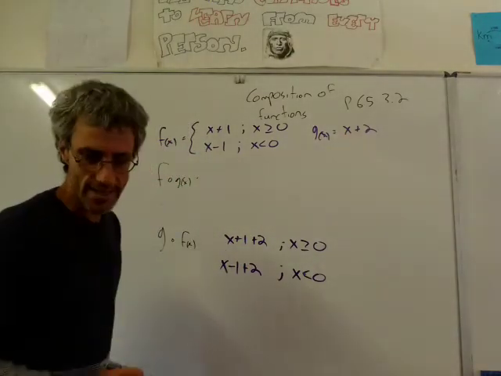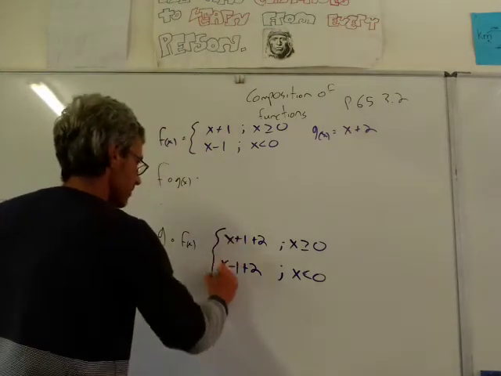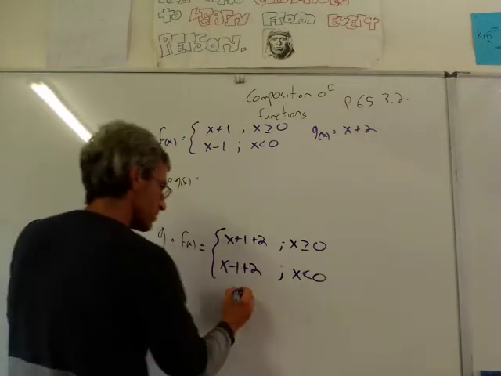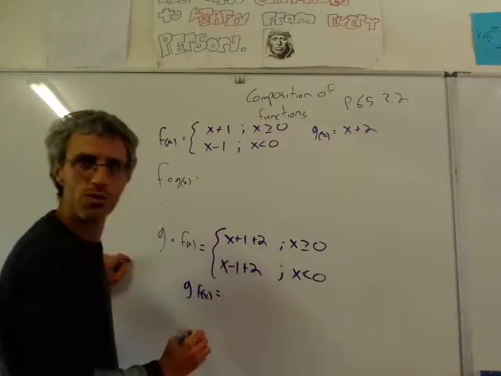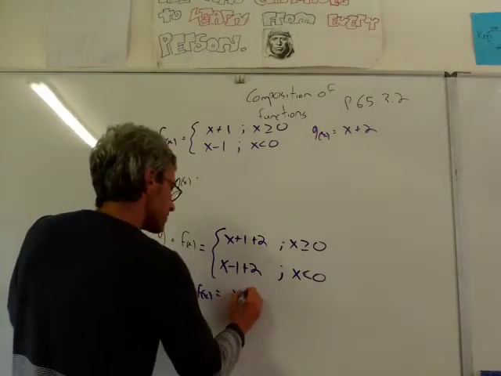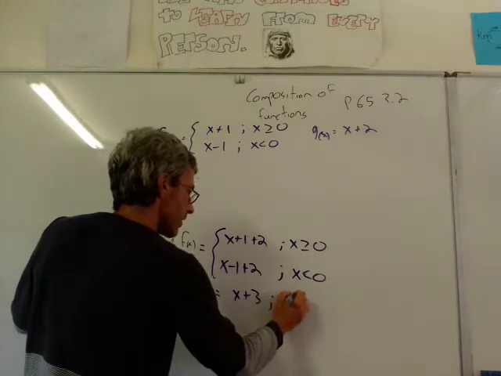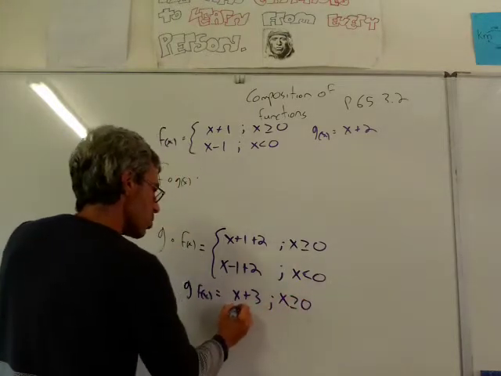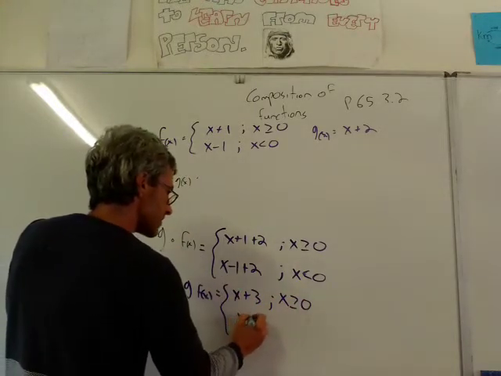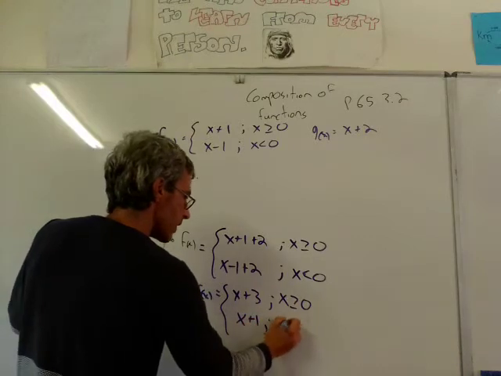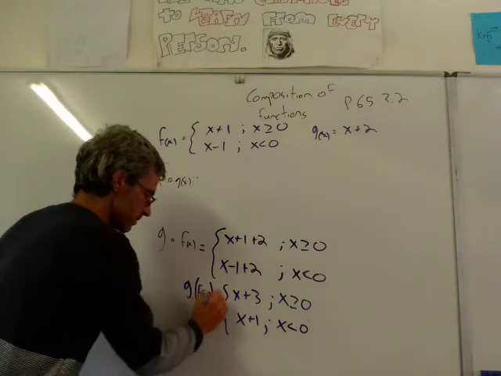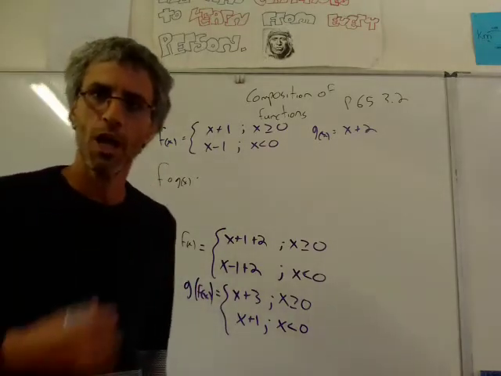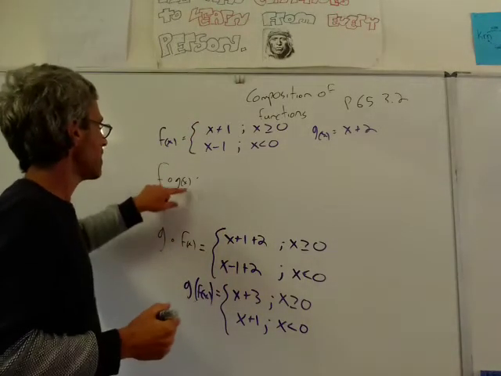So if I want to write that again, just simplify, I'm going to say g of f of x is x plus 3, where x is positive or 0, or x plus 1 when x is negative. So that is our first combination. Let's move on to the next one.